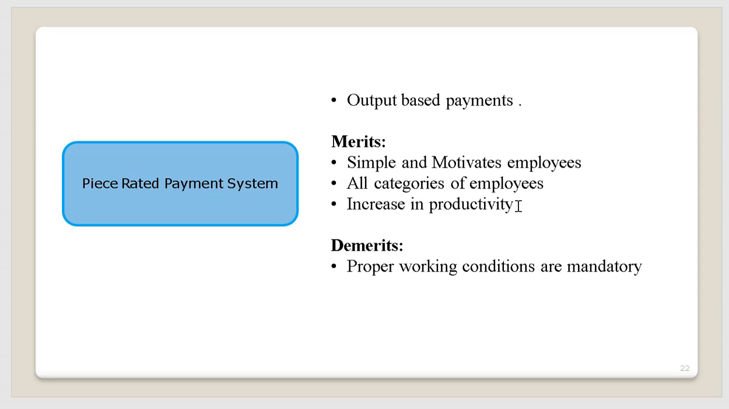Increase in productivity. So how is productivity increased? Independent of the time, if they are highly skilled, the time taken for this output will be much less. In a different analysis, it's productivity. What are the demerits? Proper working conditions are mandatory. Here the mandatory condition is that the employee should have a proper setup of working conditions, machinery, or tools, etc. Then only can they make a perfect output independent of the time. So this is about the piece rated payment system.